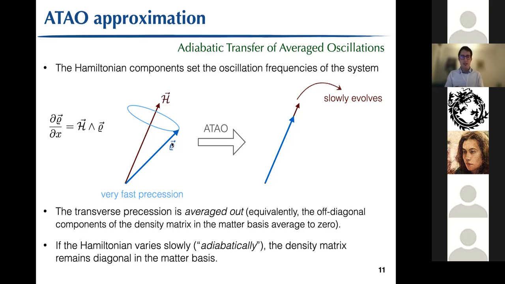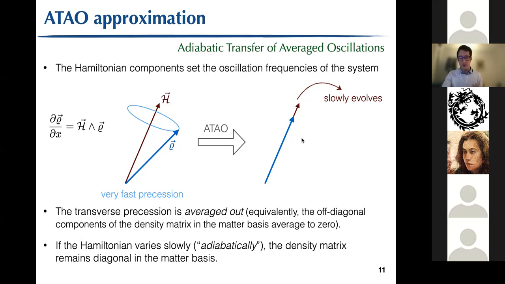Then, if the Hamiltonian evolves slowly compared to this precession frequency, we can effectively describe the system as rho being at all times projected onto H, with H slowly evolving. This slow evolution is, in other words, a condition for adiabatic evolution. This is the reason why I talk about adiabatic transfer of averaged oscillations.